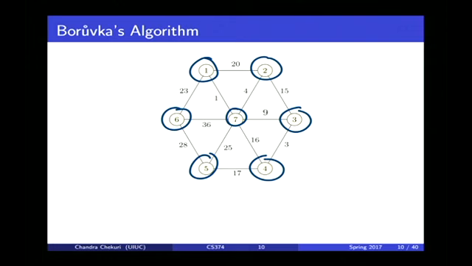So every component picks the cheapest edge leaving it. What is the cheapest edge leaving this component? One, okay, so I won't add that edge, so I will add that edge.